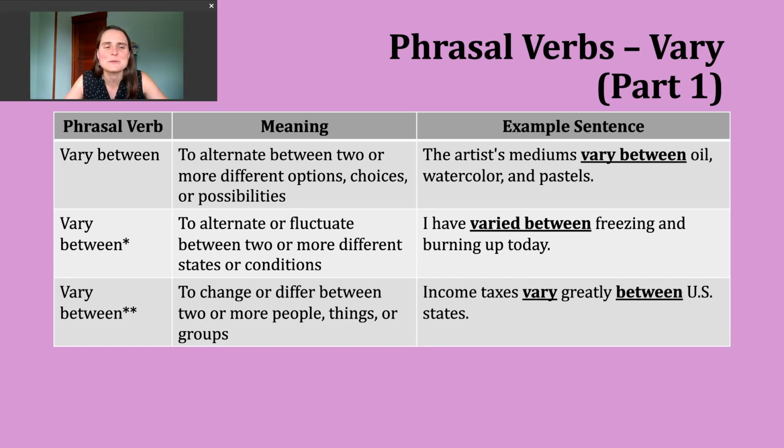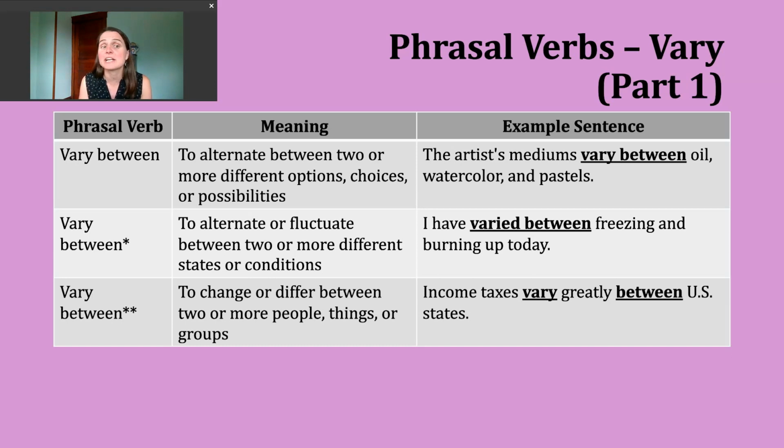Now, the second way to use vary between is to mean to alternate or fluctuate between two or more different states or conditions. An example of this might be, I have varied between freezing and burning up today. This happens sometimes. So here, have varied between is my verb. It's an example of the present perfect, right? And so it means I'm changing between temperatures. At certain moments today, oh, it's so hot, right? And then other moments, oh, I'm freezing. So I'm alternating between those two states.